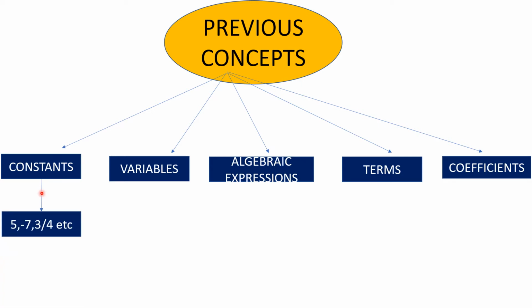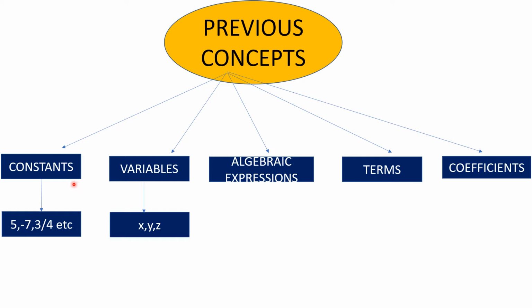Now, first let us see what are constants. Constants are nothing but the fixed numerical value. For example, 5, minus 7, 3 upon 4, etc. Next one is variables. Variables are the symbols which take up different values. Generally, all the English alphabets are denoted as variables in small letters. That is, for example, x, y and z.